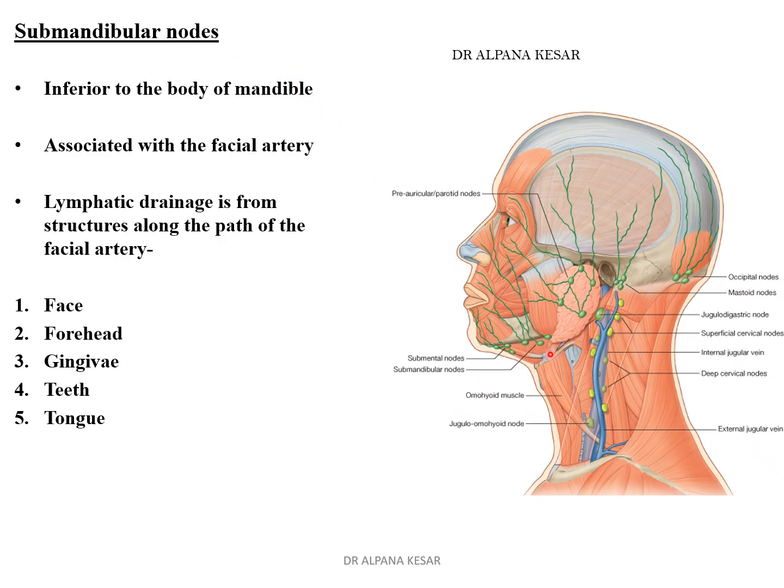Submandibular lymph nodes. These are the submandibular lymph nodes which are present close to the submandibular salivary gland, inferior to the body of the mandible. These lymph nodes are associated with the facial artery, and they receive lymphatic drainage from the areas along the path of the facial artery, which includes face, forehead, gingiva, teeth, and tongue.